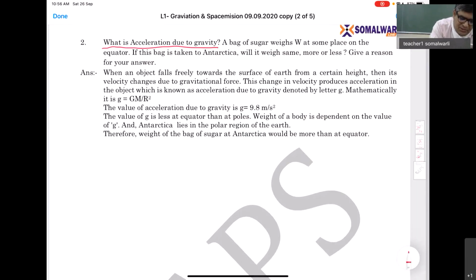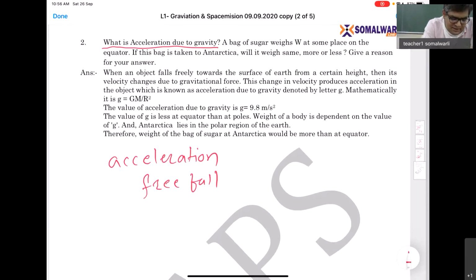Now, acceleration due to gravity is nothing but the acceleration that objects in free fall experience due to the gravitational force. It is the acceleration that bodies in free fall near the surface of the earth experience due to the gravitational force acting on them.